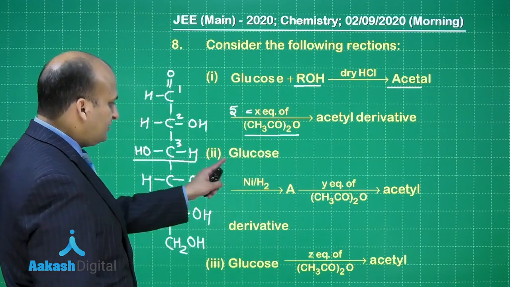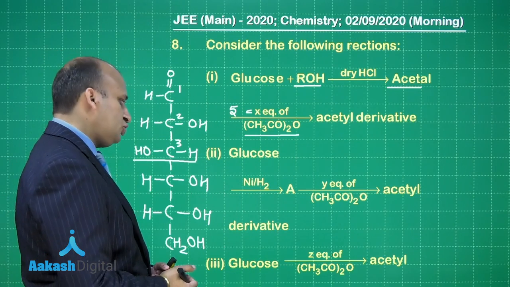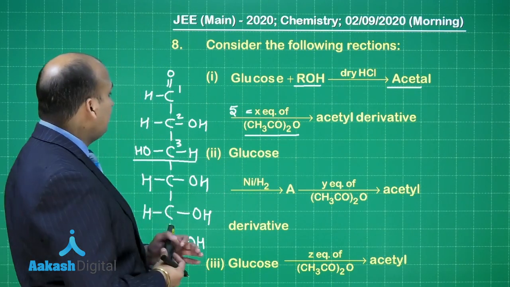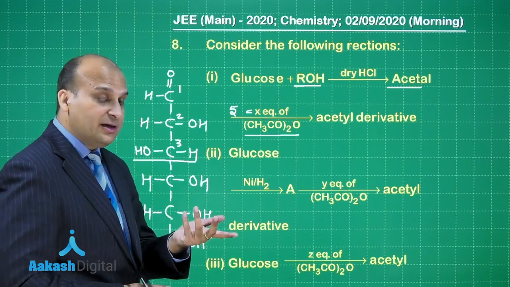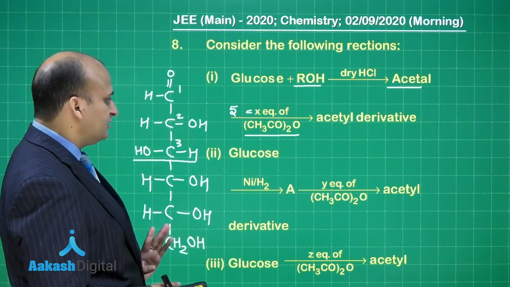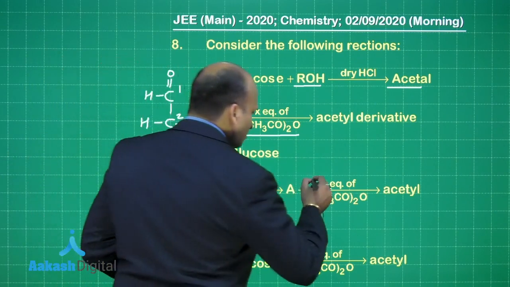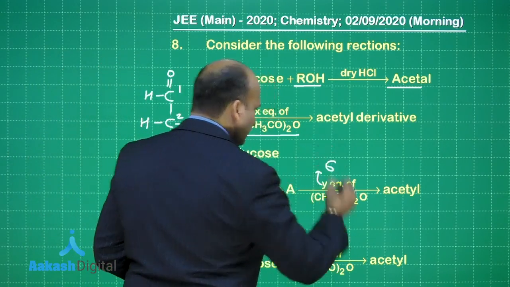Okay. Now next case you are reacting it with NiH2. So what will it do? It will convert this aldehydic group into the alcoholic group. Now how many OH are there? 5 plus 1, 6. So Y should be equal to 6.